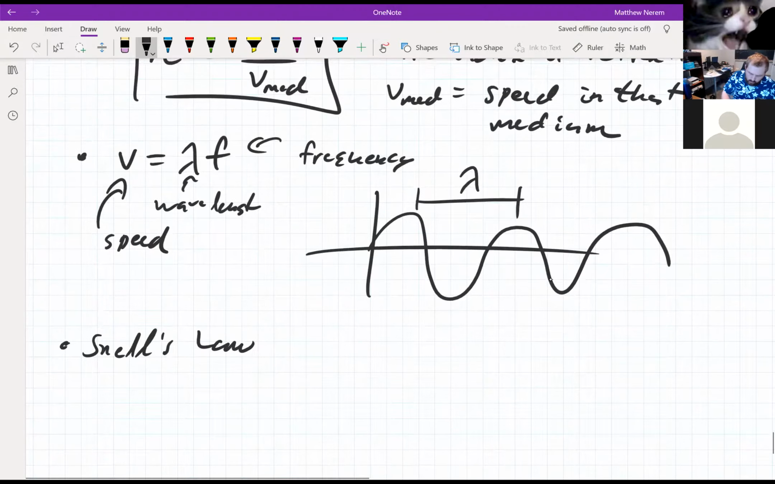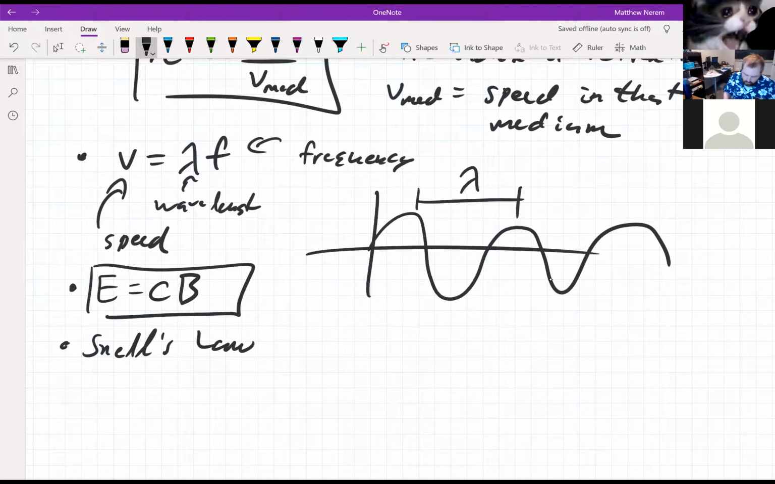Oh, glossed over one. E equals cB. The electric field is related to the magnetic field.